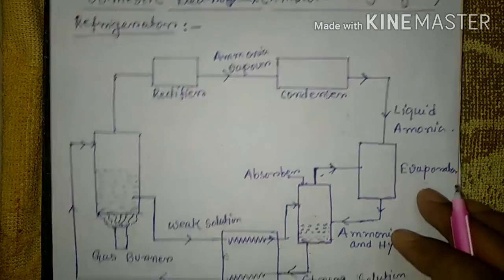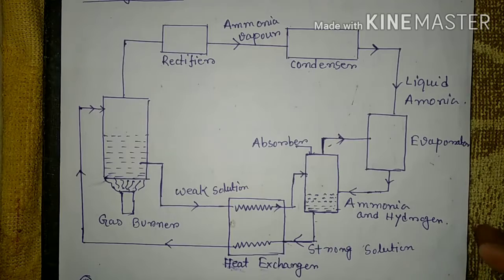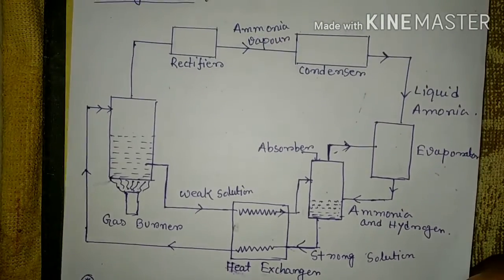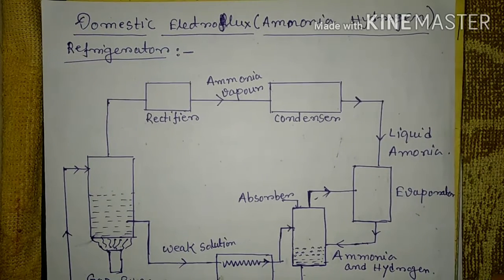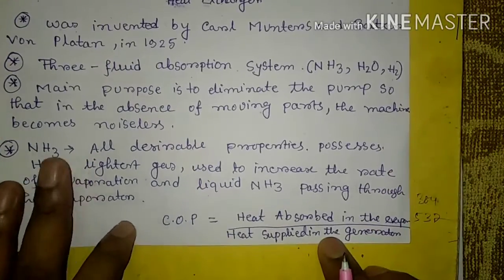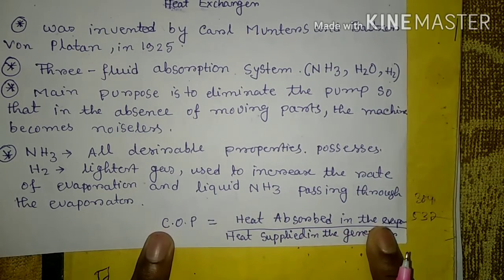You already know that in any refrigeration device, the COP is one important parameter that you can define to show how efficient it is. The coefficient of performance of this refrigerator is basically the ratio between the heat absorbed in the evaporator divided by the heat supplied in the generator.